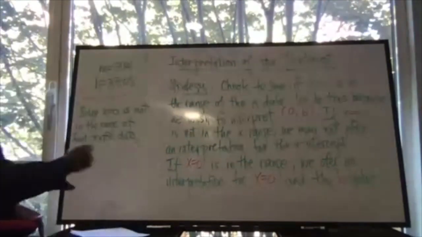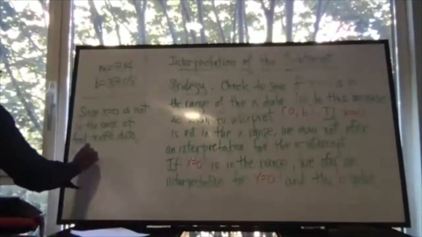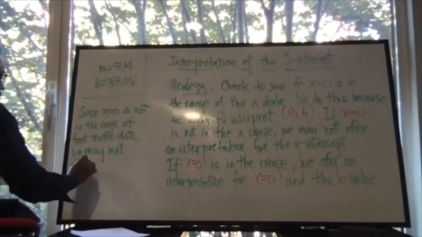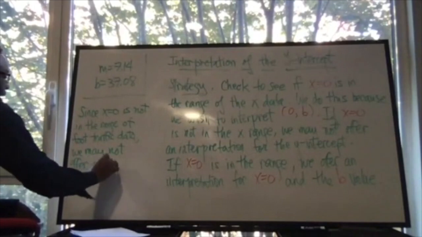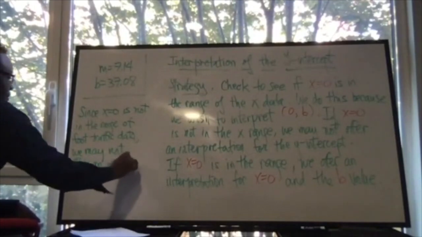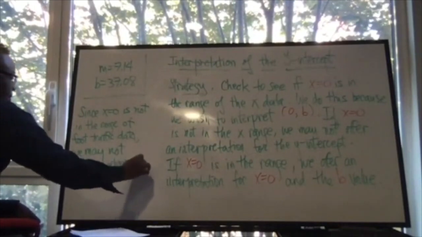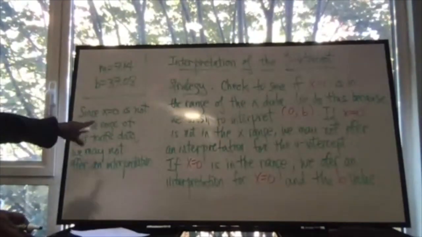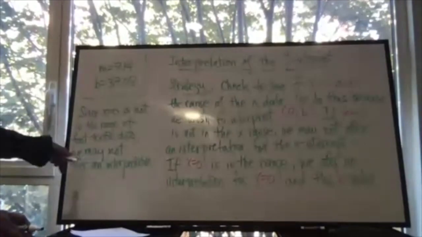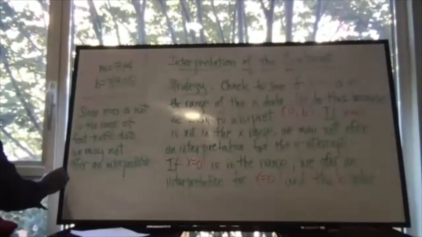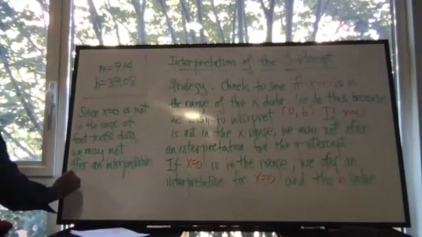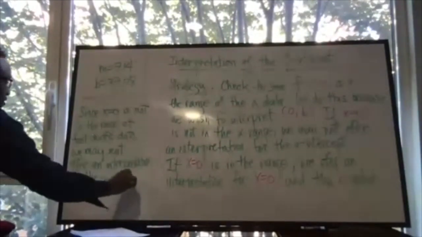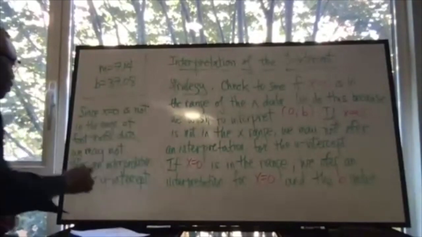which I circled earlier, is not in the range, we may not offer an interpretation. Okay, so since x equals 0 is not in the range of foot traffic data, we may not offer an interpretation for the y-intercept. We may not offer interpretation for the y-intercept.